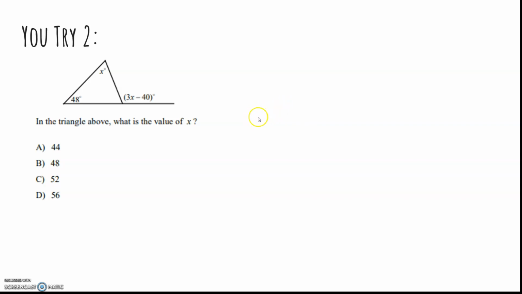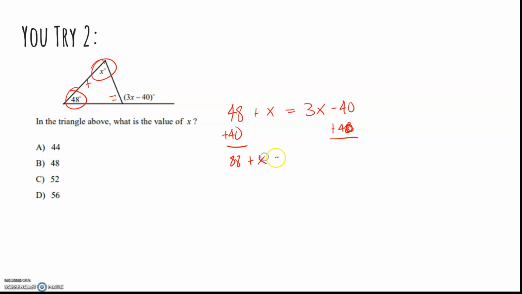Okay, so if you remember, our exterior angle theorem says that our two inside angles added together have to equal this outside angle. So we're just going to write it as it is: 48 degrees plus our x degrees is going to be equal to 3x minus 40. Well, there's only one variable here, so we can solve for it. I'm going to add 40 to both sides, and that is going to give 88 plus x is equal to 3x.